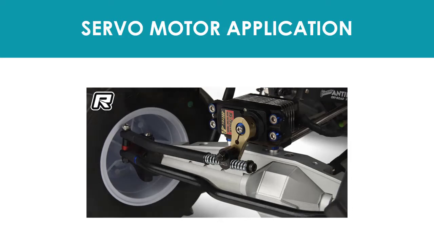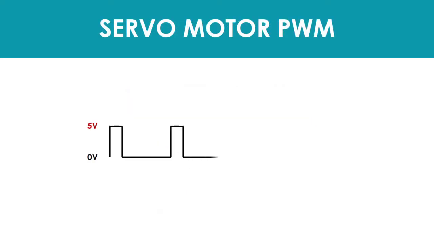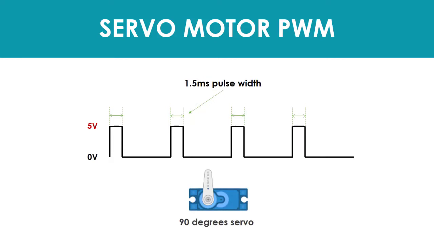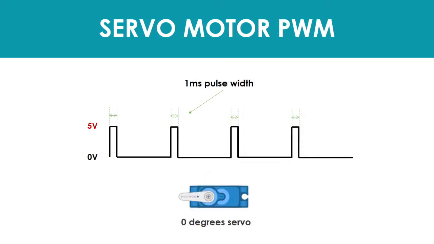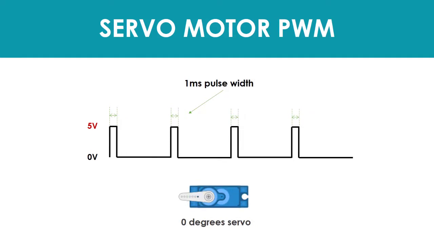So, how do servo motors work? Servo motors are controlled by sending a PWM or pulse width modulation signal to the signal line of the servo. The width of the pulses determine the position of the output shaft. When you send the servo a signal with a pulse width of 1.5 milliseconds, the servo will move to the neutral position, which is 90 degrees. The minimum is 0 degrees, and the maximum is 180 degrees. This typically corresponds to a pulse width of 1 millisecond and 2 milliseconds respectively.